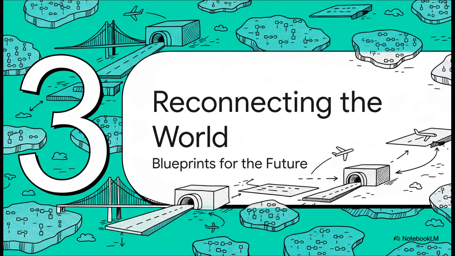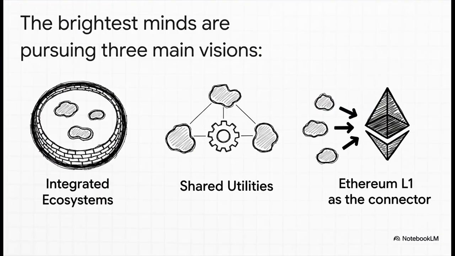Okay, so with that trilemma in mind, let's actually check out the blueprints. Let's see how the smartest people in the space are trying to build the bridges, tunnels, and airports for our big blockchain archipelago. Broadly speaking, you can boil it all down to three major architectural visions. You've got these big, integrated ecosystems. Then you have these neutral, shared utilities that everyone can use. And finally, there's a pretty radical approach that wants to use the main chain, Ethereum itself, to tie everything together.